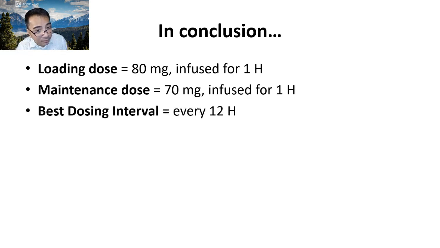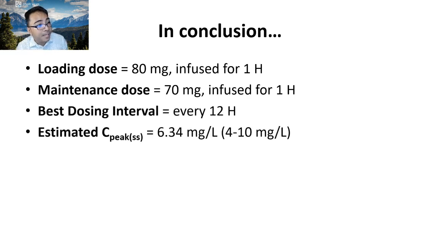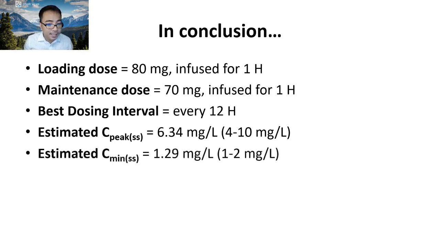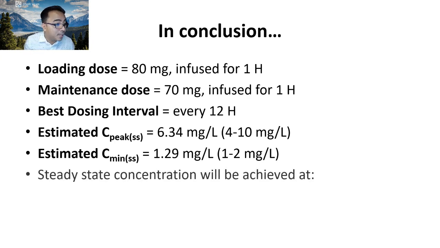The best dosing interval would be every 12 hours. Estimated peak, pag ito yung dosing regimen natin, 6.34, which is pasok pa rin naman sa desired. Okay, and then the estimated trough concentration will be 1.29, between 1 to 2. Steady state concentration will be achieved at, so dahil 4.8 ang ating half-life times 5, approximately 24 hours.